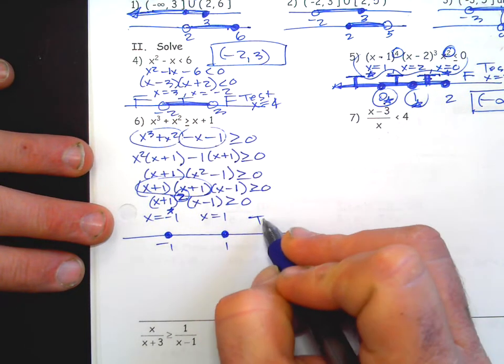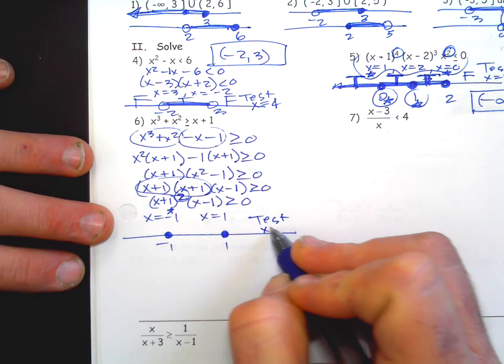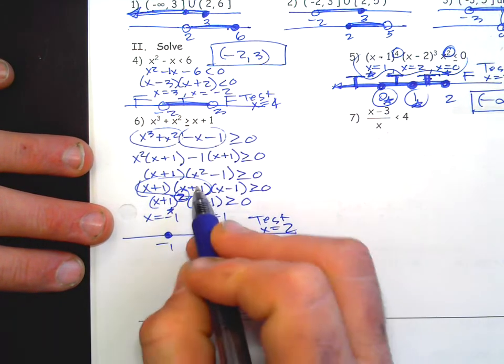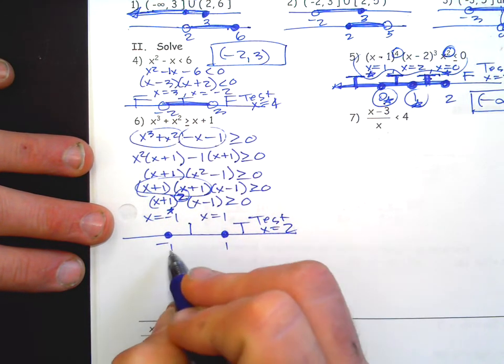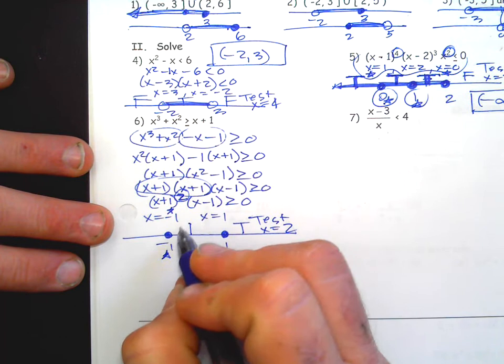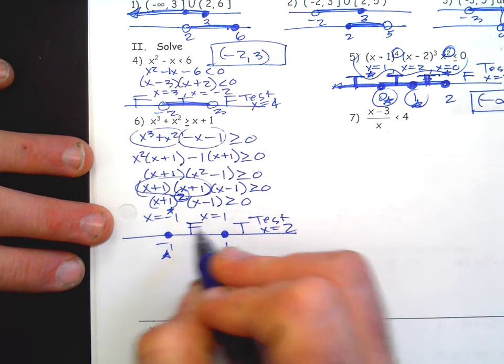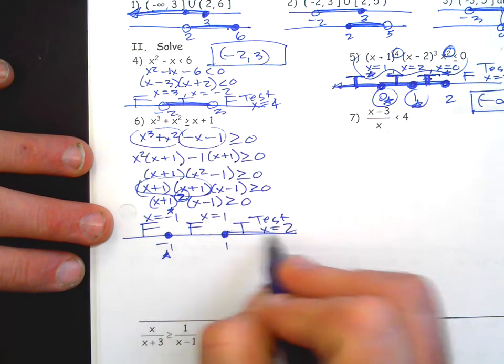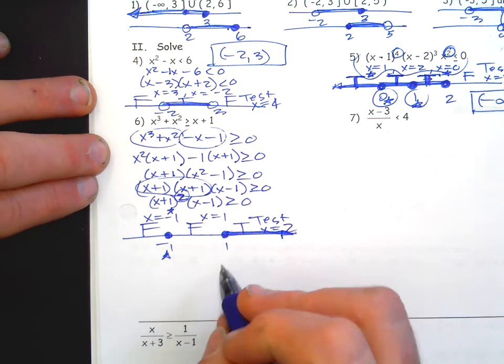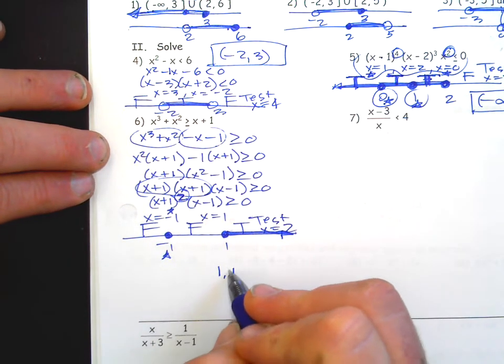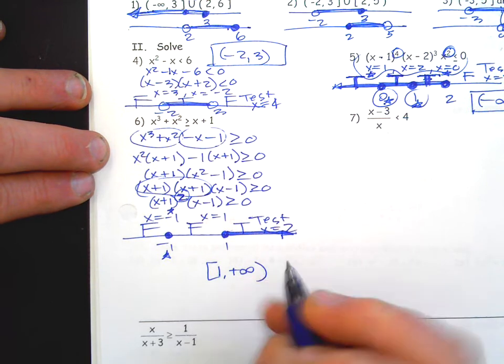I'm going to test a single value anywhere, but I like far right. Positive, positive, positive, which is true. False. Oh, the negative 1 is the star one, so I got to remember to do that. True, false, false. So here's your answer. Now this is a mistake a lot of people are going to make. They're going to say 1 to infinity bracket parentheses, and they're going to be like, that's my answer.